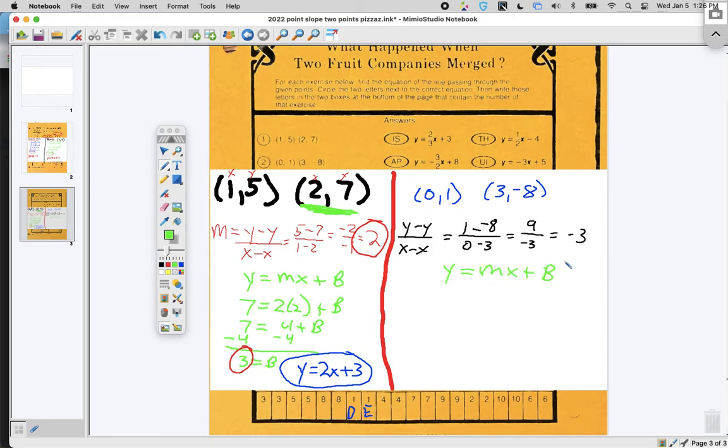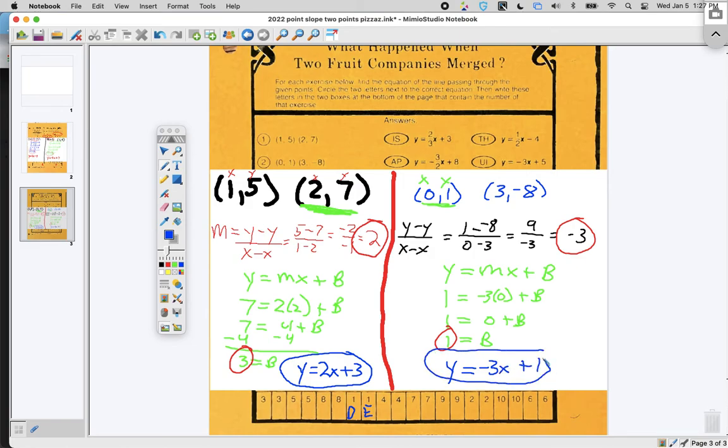So now I've got to solve for b. So pick an ordered pair. Well, I'm going to choose the one with 0 because it'll probably make my life a little easier. So this is x, this is y. So y would be 1. M we just figured out to be -3. X is 0 plus b. 1 equals 0 plus b. Well, guess what? 1 equals b. So I've got my m. I've got my b. Write the equation. y equals -3x plus 1.